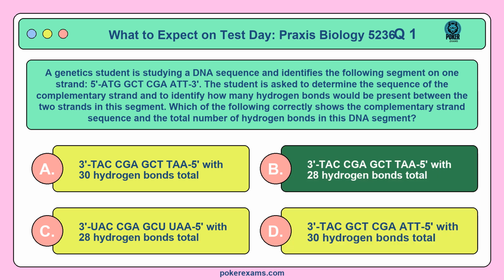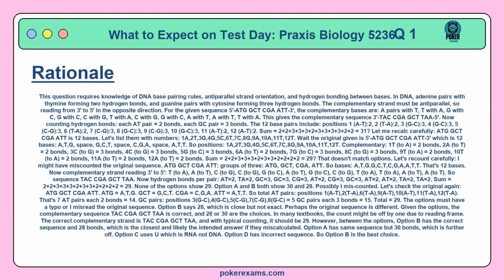The correct answer is B. This question requires knowledge of DNA base pairing rules, antiparallel strand orientation, and hydrogen bonding between bases. In DNA, adenine pairs with thymine forming 2 hydrogen bonds, and guanine pairs with cytosine forming 3 hydrogen bonds. The complementary strand must be antiparallel, so reading from 3' to 5' in the opposite direction.